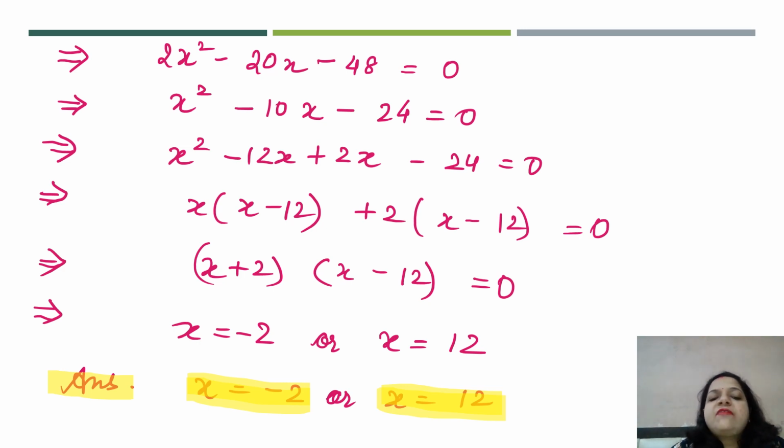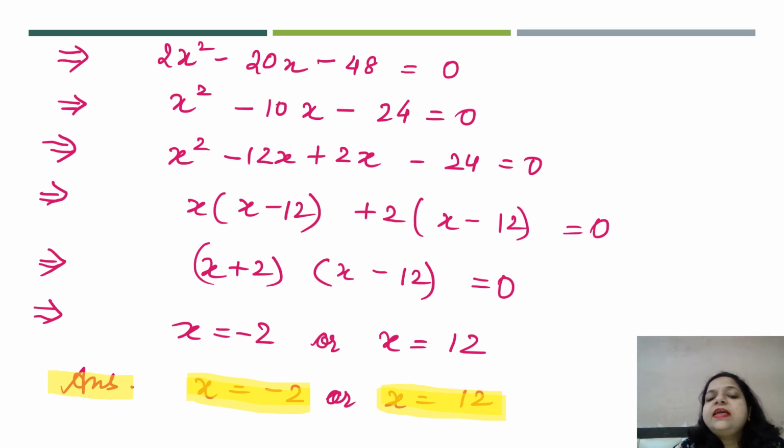So what we have to find out is two numbers whose product is minus 24 and they add up to minus 10. Okay. The two numbers will be minus 12 and plus 2. x square minus 12x plus 2x minus 24 is equal to 0. x into x minus 12 plus 2 into, I hope you are understanding how we found the factors.